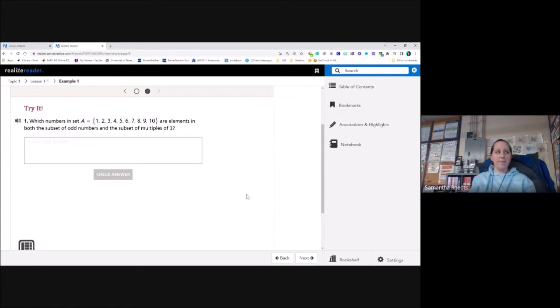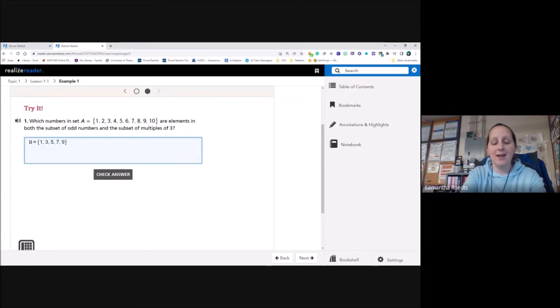All right, so let's try it. Which numbers in set A, where set A is 1, 2, 3, 4, 5, 6, 7, 8, 9, 10, so the numbers from 1 to 10, are elements in both the subset of odd numbers and the subset of multiples of 3? So the first thing we want to do is actually create two subsets. So the first subset we're going to call B. So B is going to be my odd numbers. My odd numbers are 1, 3, 5, 7, and 9.